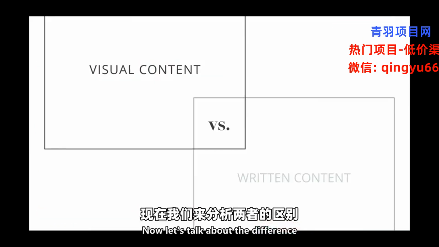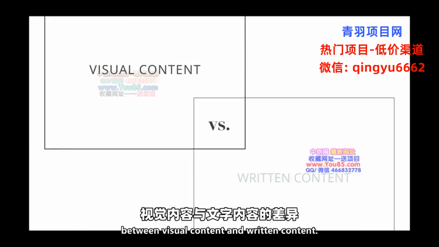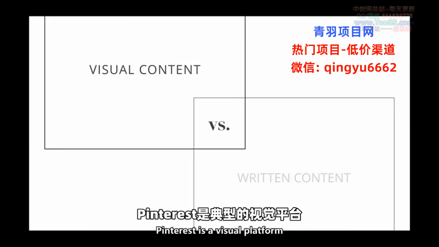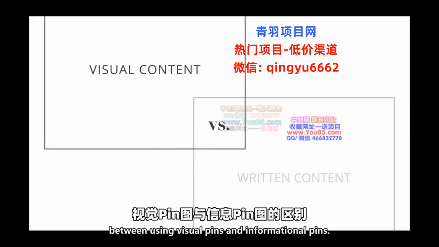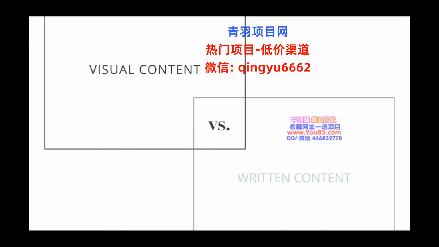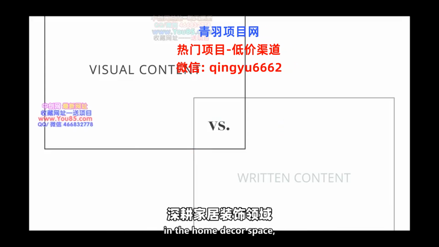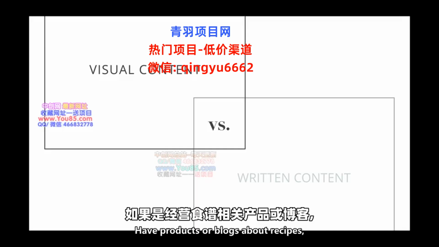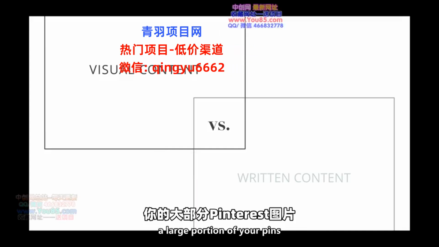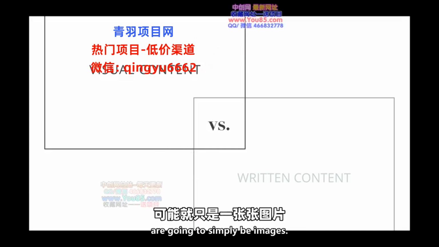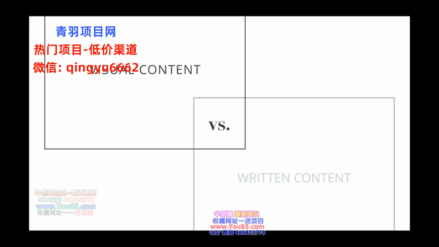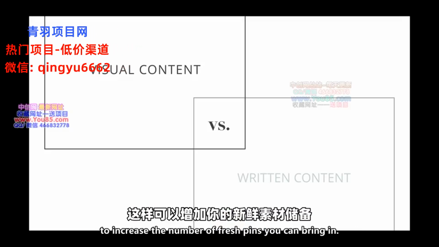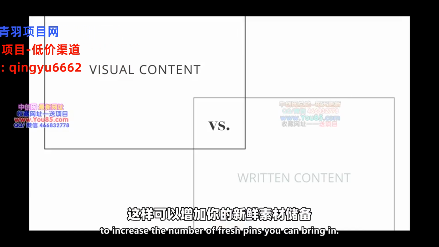Now let's talk about the difference between visual content and written content. Pinterest is a visual platform and it's important to distinguish the difference between using visual pins and informational pins. If you're a fashion blogger in the home decor space, have products or blogs about recipes, a large portion of your pins are going to simply be images. Think about how you can extend this by having different angles, styling shots in different ways to increase the number of fresh pins you can bring in.